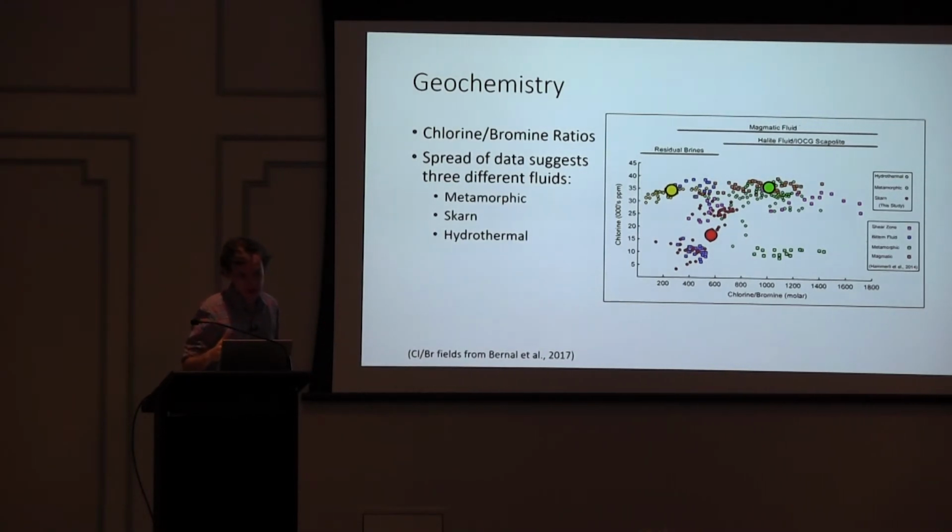And then lastly, we have the hydrothermal scapolites there. They plot at a completely different chlorine-bromine composition to the other two, significantly more bromine enriched. And they plot within the residual sort of brine fluids. Now that's a similar interpretation to what Hammerly had said.